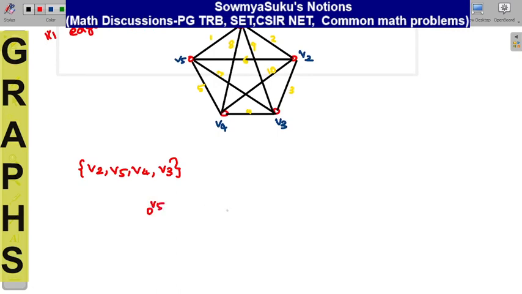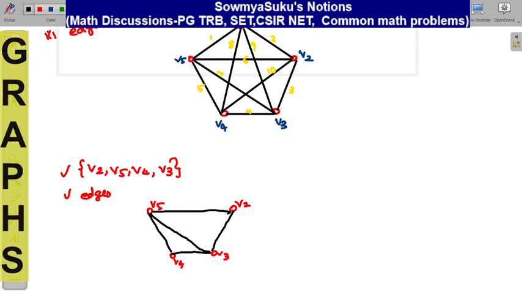So here V5, V2, V3, then V4. So the first condition is okay. The second condition, what are the edges that are adjacent in the original graph should be drawn here. So here you can see V5 to V2 there is an edge. So I must draw here. Then V2 to V3 I have an edge in the original graph that I have to draw. Again V5 to V4 I have an edge in the original graph. Again V4 to V3. Not only that, V5 to V3 also there is an edge and V2 to V4 there is an edge. So we can say that this is a vertex induced subgraph.